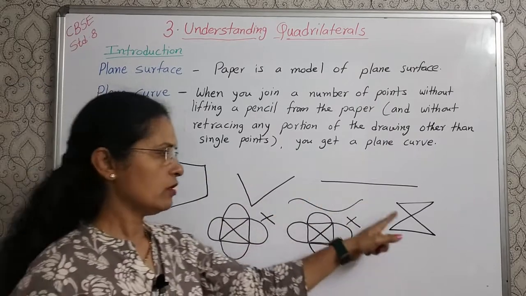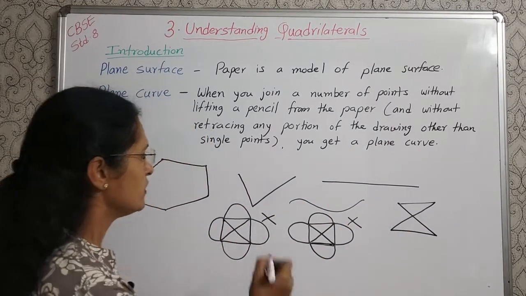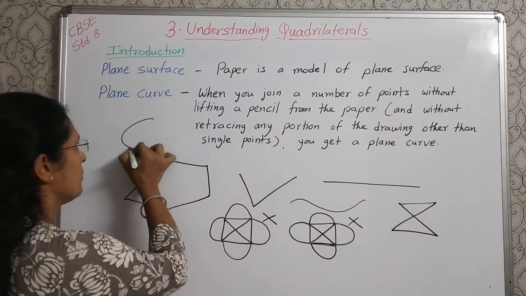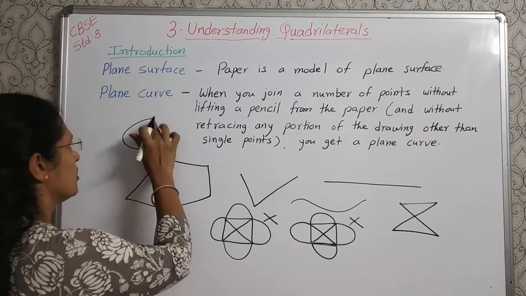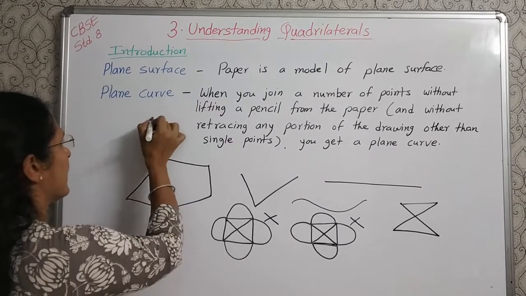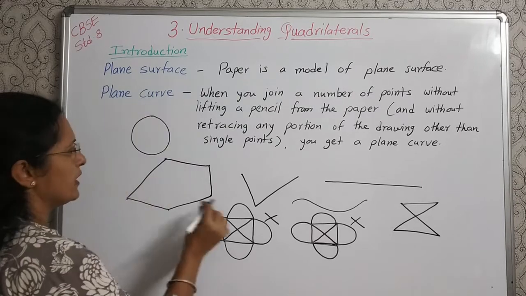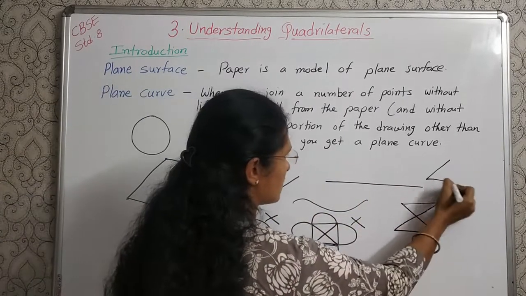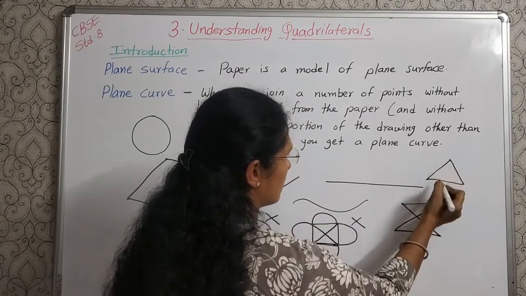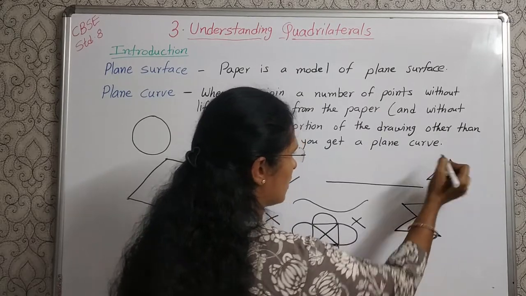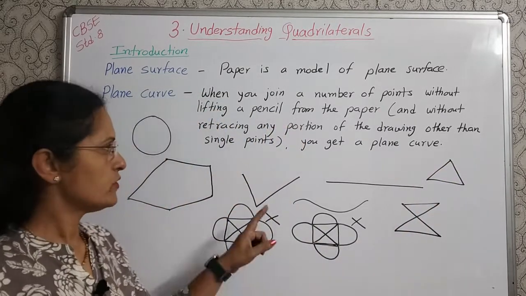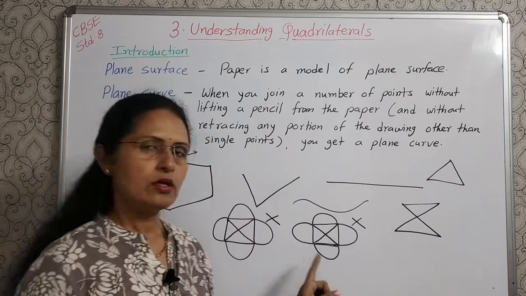These are all plane curves. Even circle is a plane curve. Circle, or you can say triangle, are plane curves. Triangle is also a plane curve, because without lifting our pen we can complete this figure. So this is about plane curve.